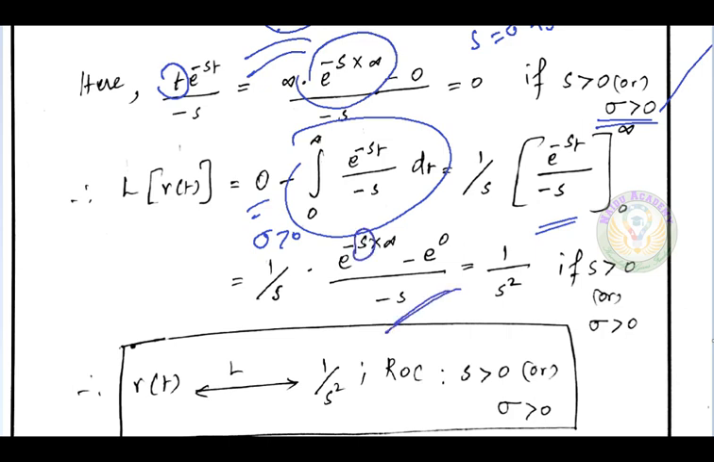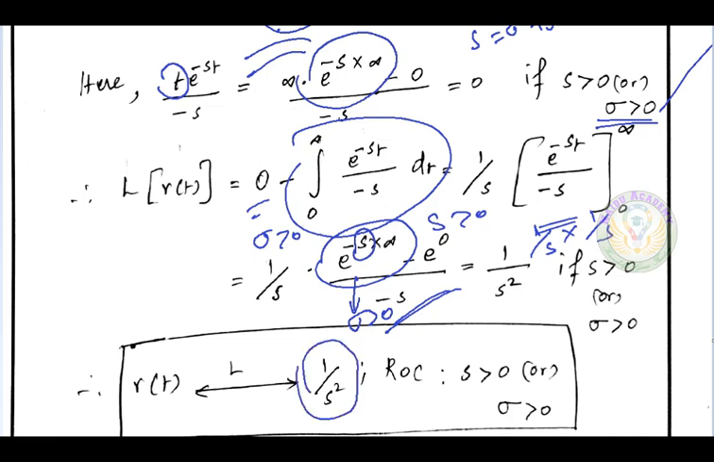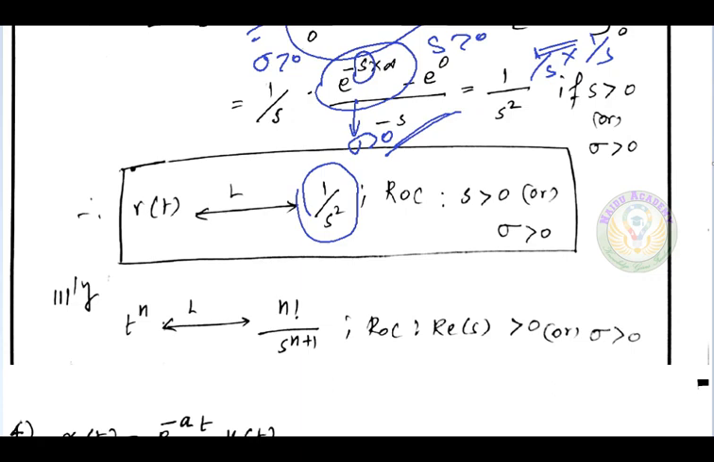If sigma is greater than 0, it is convergent. E power 0 will be 1. So this term will be 0 at the upper limit when sigma is greater than 0. Naturally it is 1 divided by s into 1 divided by s, so it is 1 divided by s squared. So the region of convergence is sigma greater than 0. And you can write the Laplace transform of t u of t is equal to 1 divided by s square. This is the general form: t power n into u of t will come.